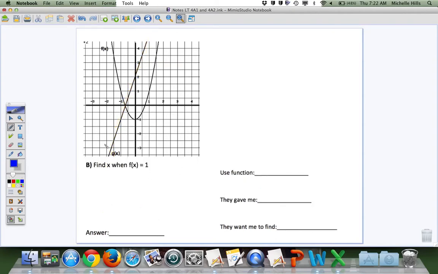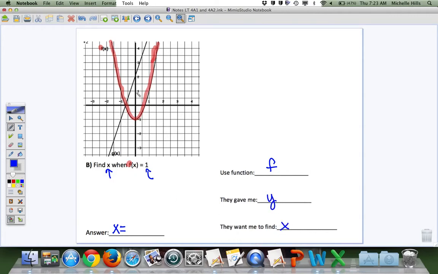The next one is using function f. So in this case, I want to use function f. Function f is the parabola, so my answers are going to come from points on the parabola. So use function f. Now, 2 clues. They tell me to find x, which means they didn't give me x, and the number they gave me is not inside the parentheses, which means it is not x. So they gave me y, and they want me to find x.